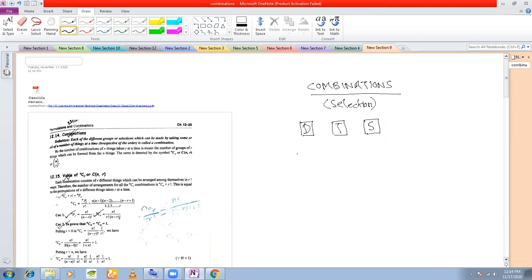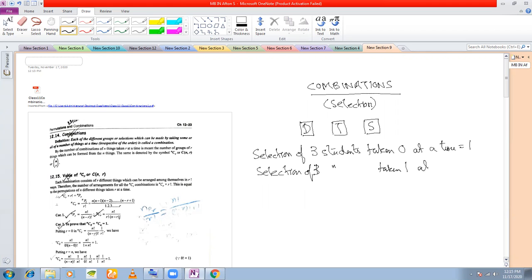So I can select none of you in how many ways? Only one way. So selection of three students taken 0 at a time is only 1. Okay. Next I say I will select only one student. Selection of three students taken one at a time.